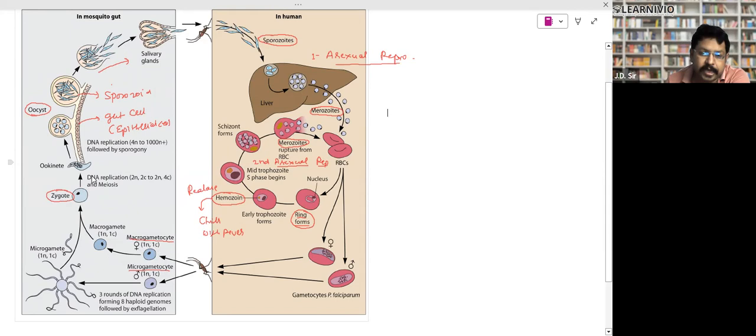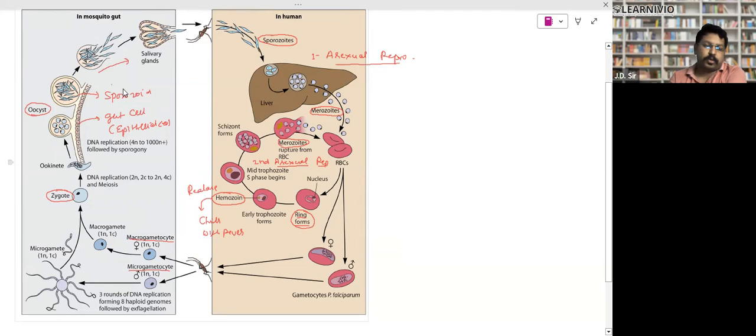After that, in the epithelial cells of the gut, these multiply. After multiplication, a cyst forms, and from it sporozoites form. The sporozoites move from the gut to the salivary gland. And again they spread like this. Is that clear or not?